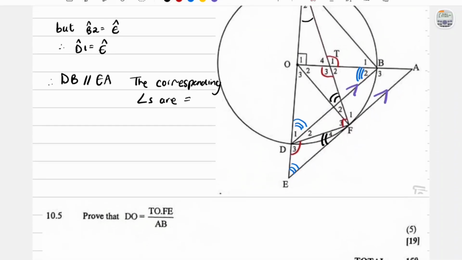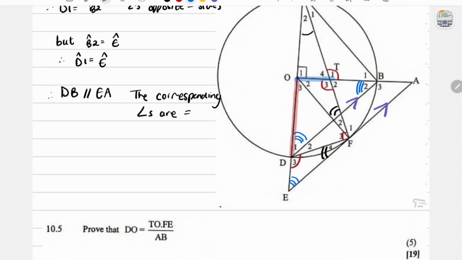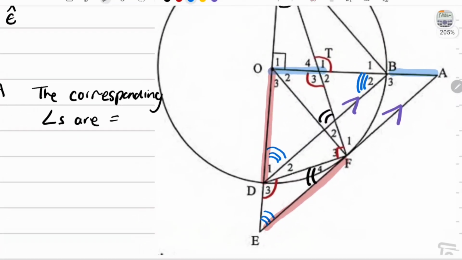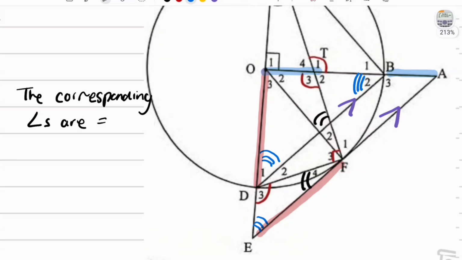So first things first, mark out the lines that you see. You see, they say DO. So I'll mark that out. DO. Okay. Then they say TO. Where's TO? TO is here. Mark that out. Then they say FE. So FE, I'll mark it in the same color. FE. Here. And then AB. These are funny looking lines that they're using. You'd expect it to use the proportionality theorem nicely, but it's not really doing that.